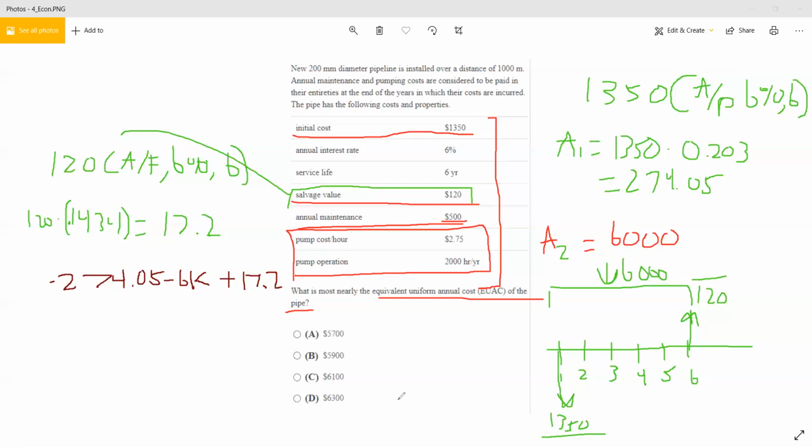And yes, if you get around 6,256 as your result, which most closely resembles answer choice D, that's the correct answer.